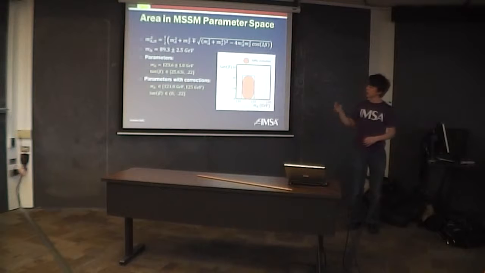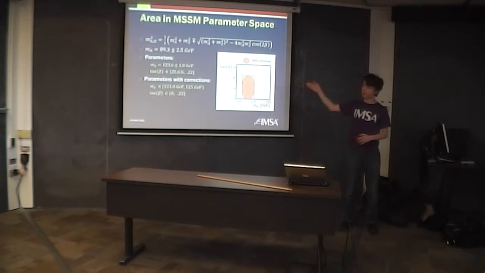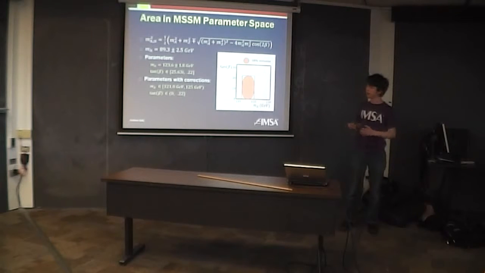Solving for that, one can see that we found the parameter space for the mass of the pseudoscalar peaks and for tangent beta, but there's an imaginary term in the lower bound for tangent beta.